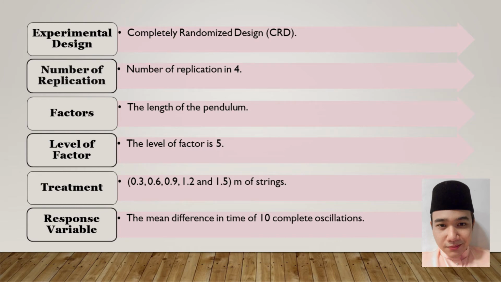The levels for our experiment are 5 distinct lengths of simple pendulum, chosen and compared to observe whether the length of the simple pendulum affects its period of oscillations. For response variable, first, let's see what a response variable is. A response variable is a dependent variable, meaning a variable that depends on another variable. In our experiment, the response variable that we have identified is the mean difference in time of 10 complete oscillations.